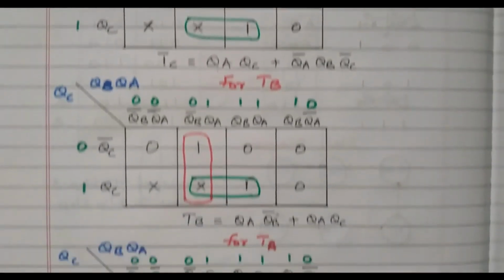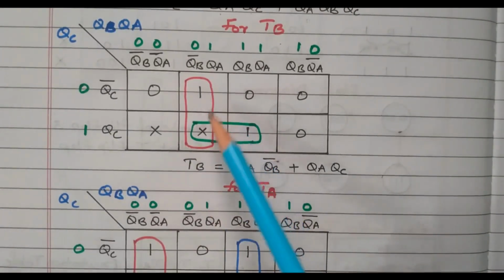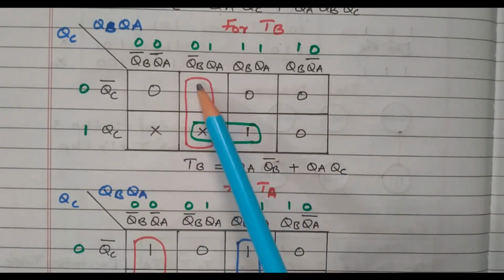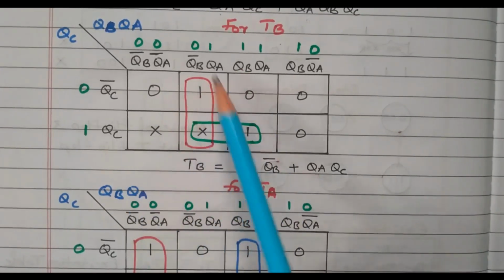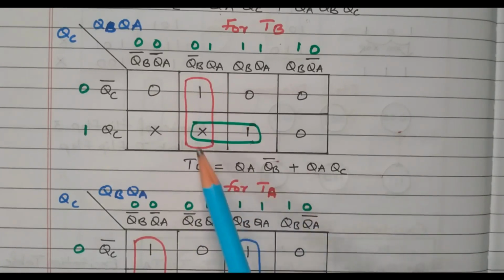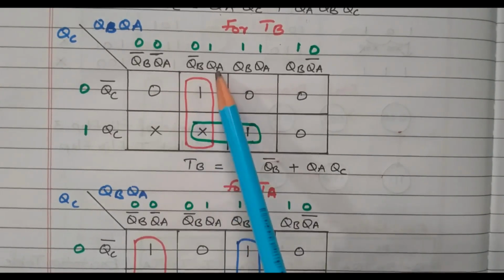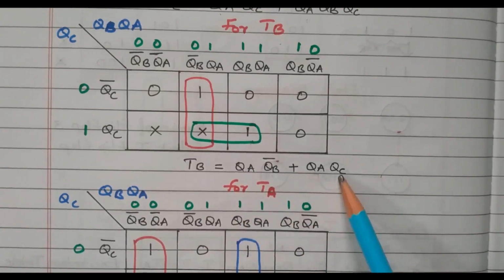Similarly, we can go for TB, the expression for the second flip-flop. These two are ones, these two are zero, the cross marks are don't cares, others are 0. So these two are combined and these two are also combined. While combining these two, we refer to QC; QB and QB bar cancel, leaving QA. So QC into QA. For the other two cells, we have QB bar and QA. So the expression for TB is QA QB bar plus QA QC.